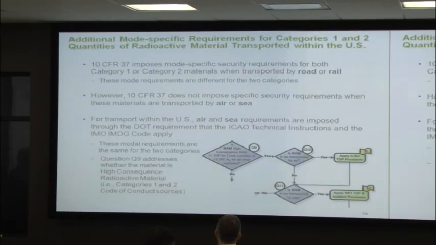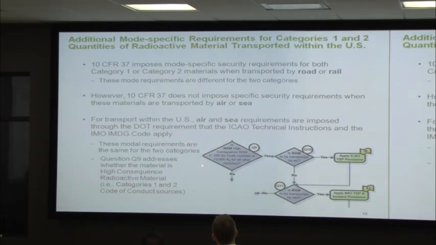So for category 1 and 2 sources, or quantities I should say, 10 CFR 37 imposes mode-specific security requirements for both category 1 and category 2 when transported by road or rail. And these requirements are different for the two different categories. 10 CFR 37 does not impose specific security requirements when it's transported by air or sea. I think you have to devolve over to the IMDG code and the ICAO technical instructions for those.